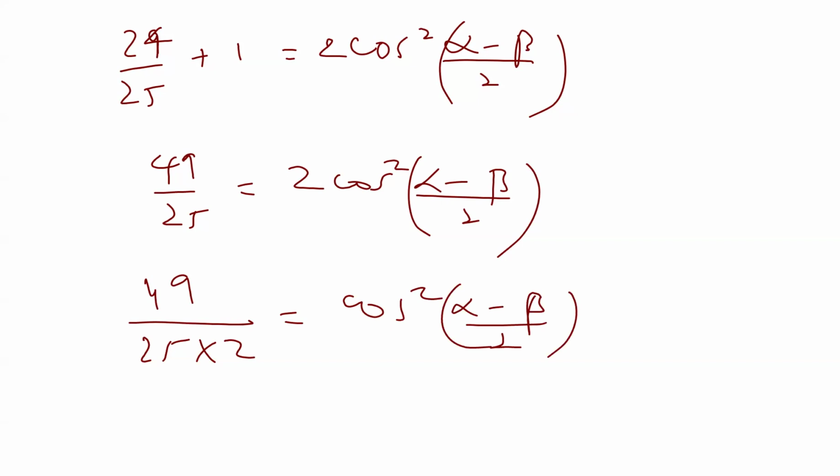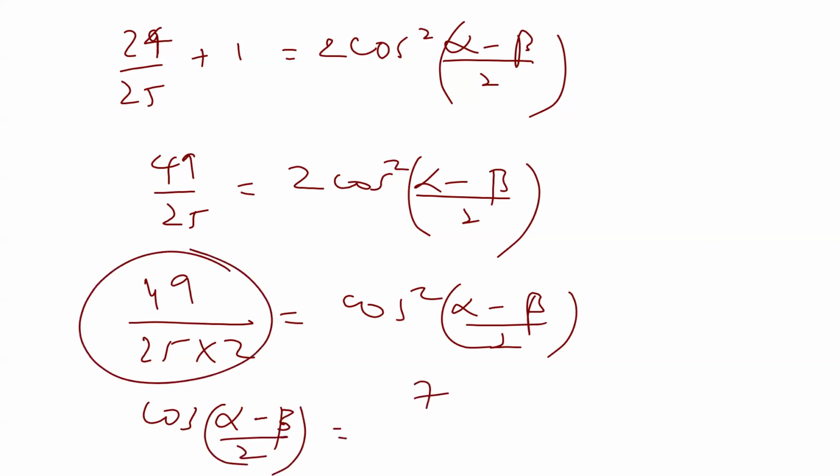Taking square root on both the sides, so cos alpha minus beta by 2. Individual roots are applicable on the left hand side because it's multiplication and division. 2 is not a perfect square, so the root of 2 stays as it is. So this will be positive because the answers have to be in the first quadrant. They have mentioned alpha and beta are in the first quadrant.